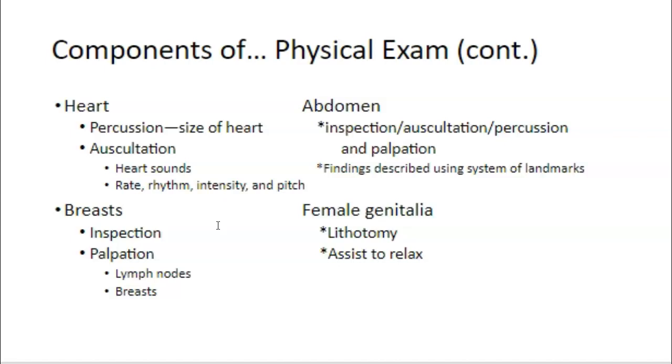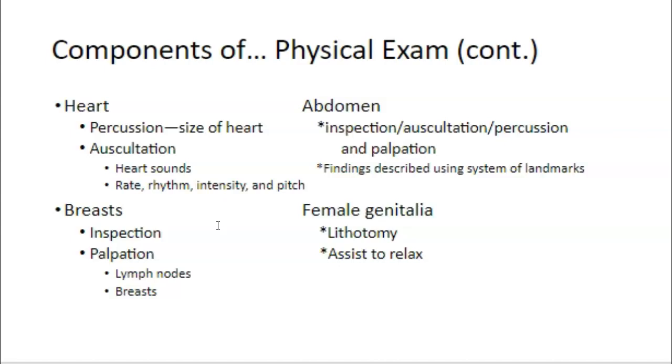You're going to do IAPP: inspection, auscultation, percussion, and palpation. And then there's different landmarks in the abdomen that can be used as far as seeing if there's any acute signs of pain. You'd have to use those specific landmarks. After the abdominal exam, if it's indicated and if it's a female, you could put the patient in the lithotomy position and go through and do a female pelvic exam.